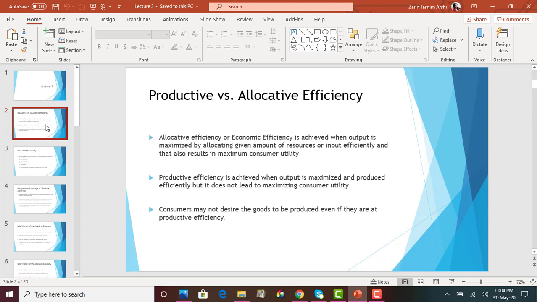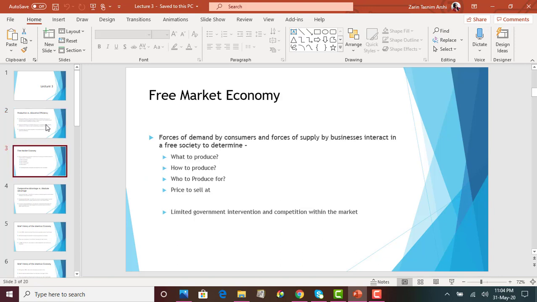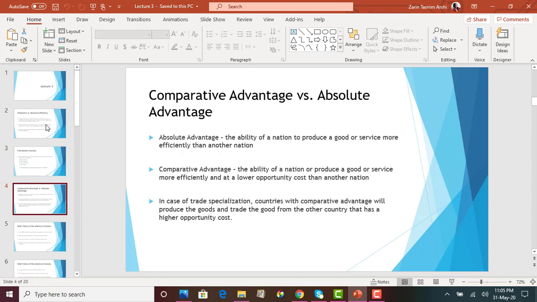We also talked about the free market economy. We definitely talked about traditional economy, command economy, and then we focused mainly on the free market economy. Under a free market economy, the demand from the consumers and supply from the businesses interact freely to determine the market price. And then we asked 4 questions when we are allocating resources: what to produce, how to produce, who to produce for, and what price to sell at, as well as efficiency and competition. In a free market economy, we will always have a very limited government who will be there to facilitate the market, but not to put any type of interference or barriers.